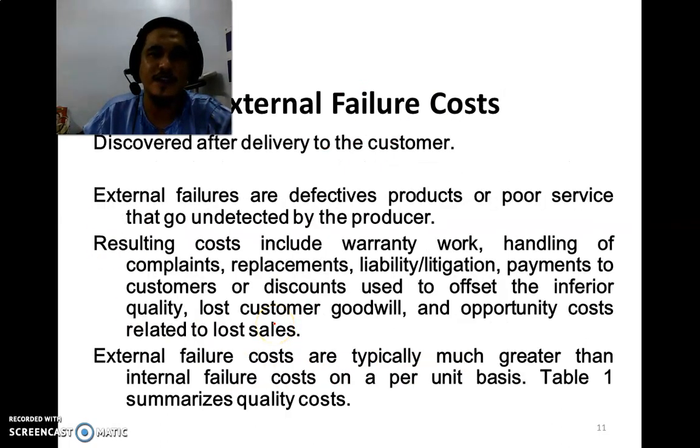So external failure costs. External failures are defective product and poor service from the vendor. The resulting cost also includes warranty work, handling of complaints, replacement, liability, litigation, payment, and so on. External costs are typically much greater than internal failure costs on a per unit basis.